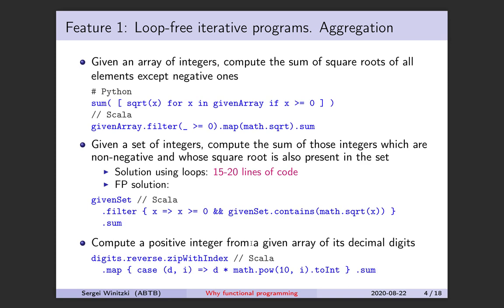Another example is to compute a positive integer given an array of decimal digits for that integer. So you have an array, for example, 1, 2, 3, and you want to compute the integer 123 out of that array. This is the Scala code that computes that. Again, there are no loops that are written explicitly, and this is a chain of computations that compute new collections from old ones, and eventually you have an aggregation using the sum method.